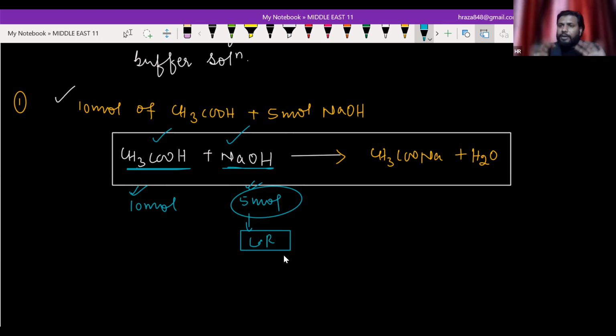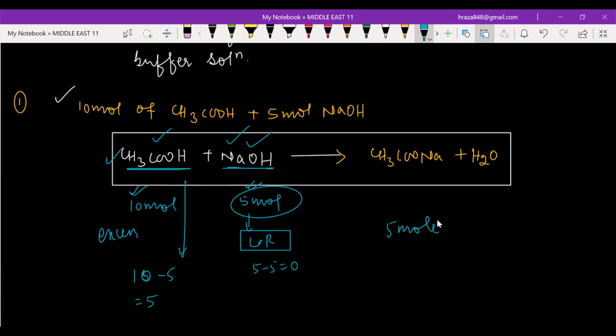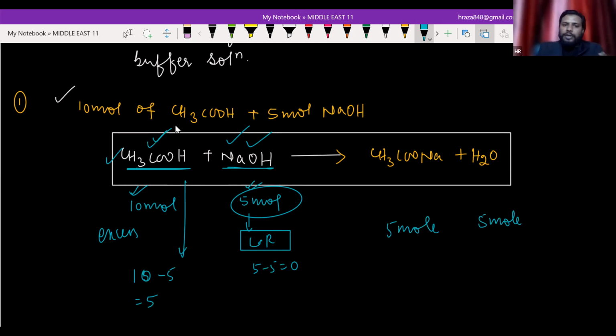Now, in the solution, this is in excess. 1 mole of this requires 1 mole of this. Now 10 minus 5 equals 5, and here 5 minus 5 equals 0. And 5 mole of this is formed, 5 mole of this and 5 mole of this. How? 1 mole of this reacts with 1 mole of this to form 1 mole of this and 1 mole of this. Is everything clear?